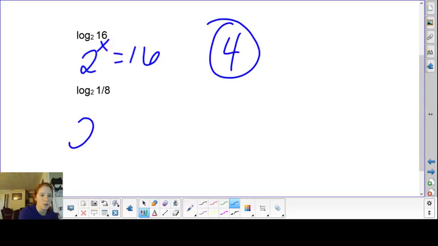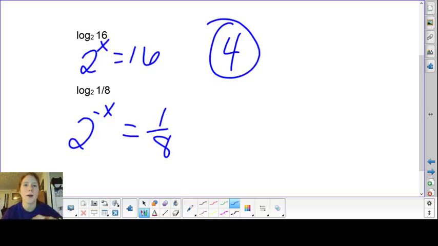And then we have 2 to something is going to give me 1 over 8. Well, since it's a fraction, that has to be some negative value, right? It only makes sense for that to be a negative value because I have my fraction there. Okay, well, we just said 2 to the 4th was 16. What's 2 to the 3rd? Good. So my x here is negative 3.